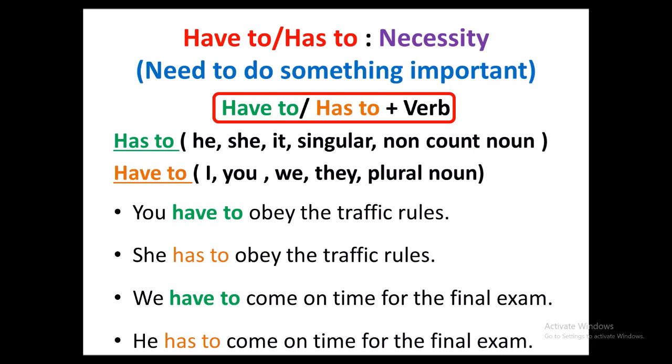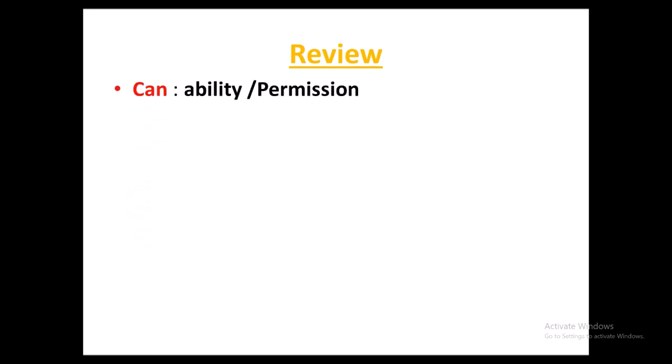Okay, now we studied 4 modal verbs already. Okay, let's go to the last thing here. Okay, I want to do some review here, and you can go to your book to read some more, okay? I want you to go over again, okay, in case you forget. Okay, number 1, can. We use with ability or permission.